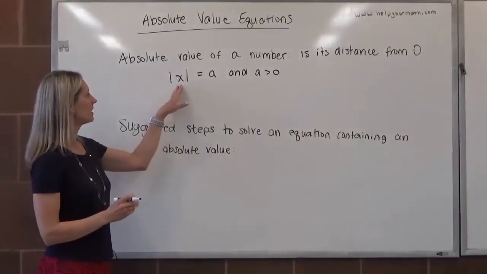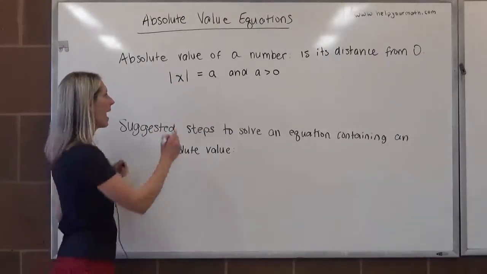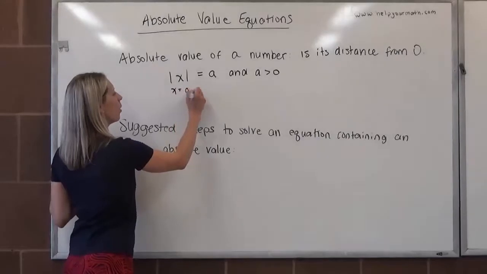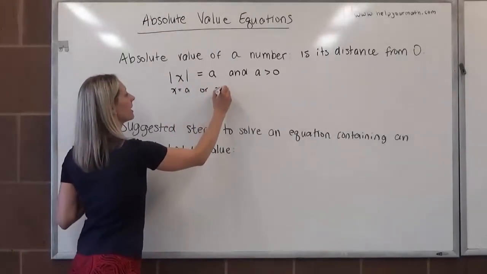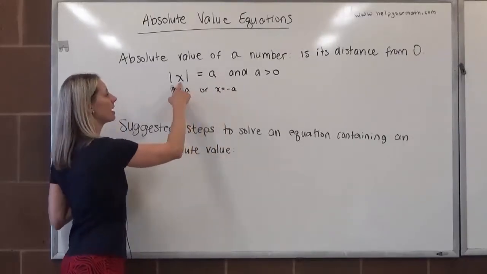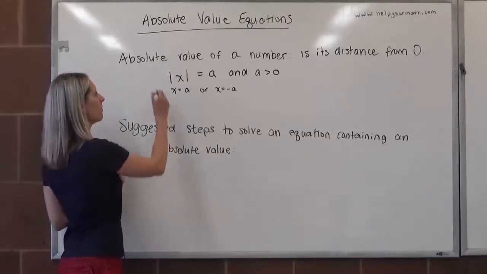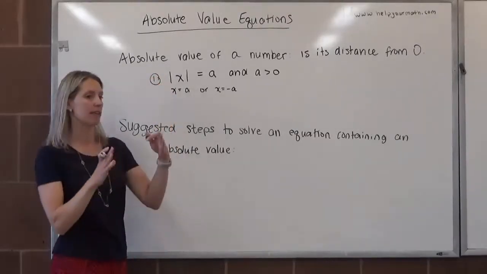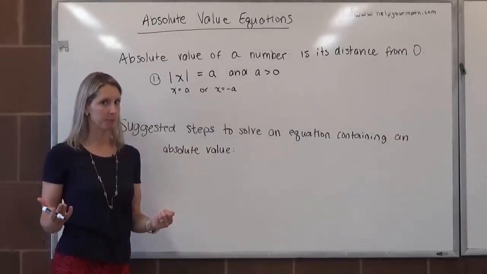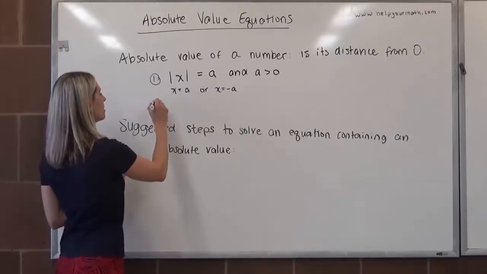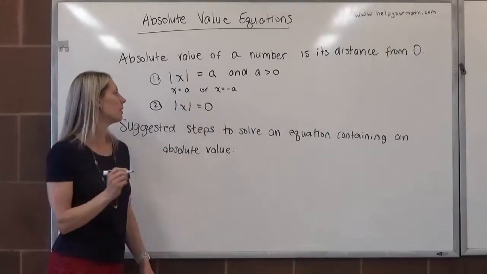So if we're going to solve this equation, then inside the absolute value bars, either x could equal A, because the absolute value of A is A, or x could equal -A. Because if we plug in -A here, the absolute value of -A would also be A. So if we have an absolute value equation where the absolute value is equal to something positive, we have 2 cases to consider.